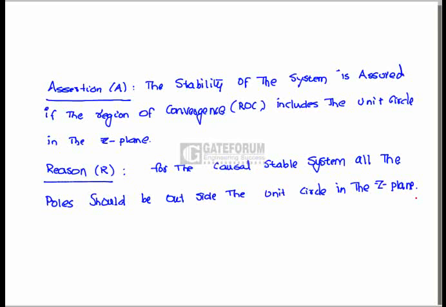From the assertion, we have to decide whether that particular statement is true or not. Here the assertion is given as follows. The stability of the system is assured if the region of convergence includes the unit circle in the z-plane. Means what? Here, for stable systems, the ROC includes the unit circle.